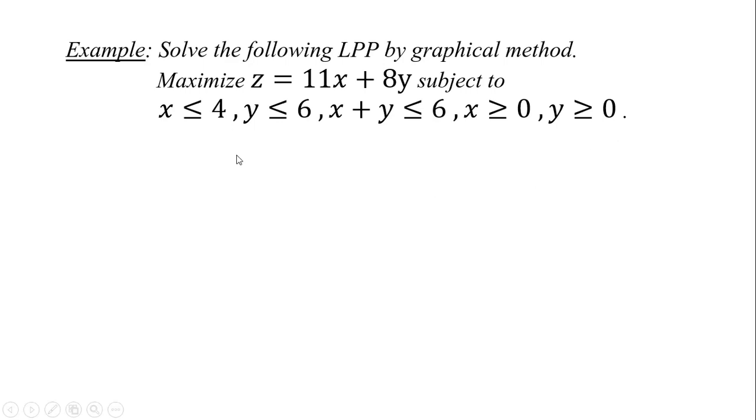Now up to this, you have studied how to formulate LPP, that is how to form linear programming problem. Now here we have to solve that LPP. Now you know this z, which is objective function. This x is less than or equal to 4, y less than or equal to 6, x plus y less than or equal to 6. These are constraints, and these last two are non-negativity constraints. So you know these terms about linear programming problem. Now we will solve this.